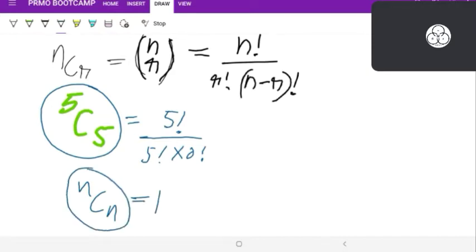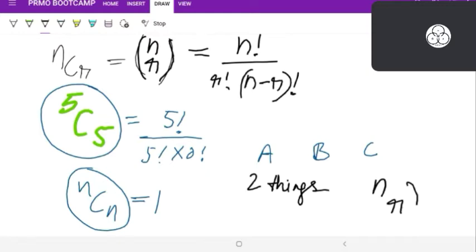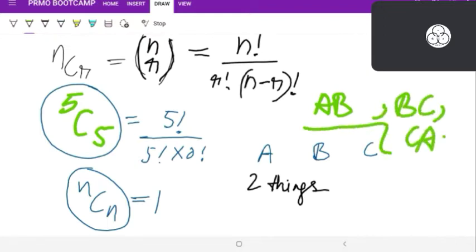N choose r means in how many ways, say for example, we have 3 things A, B, C, and we want to choose 2 things. In how many ways can we choose 2 things out of these 3 things? We can choose AB, BC, CA. So 3 ways we have. And if we see the value of 3 choose 2, this is 3 factorial over 2 factorial into 1 factorial, which equals 3 only.